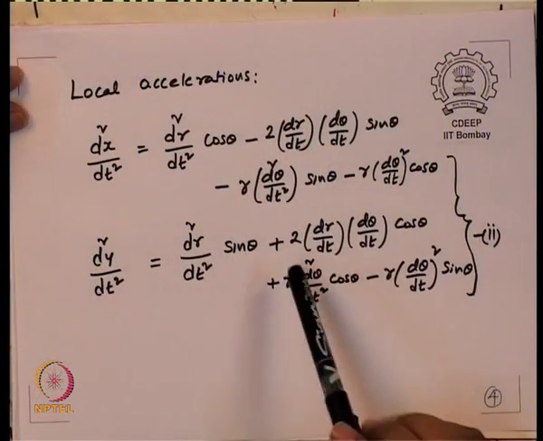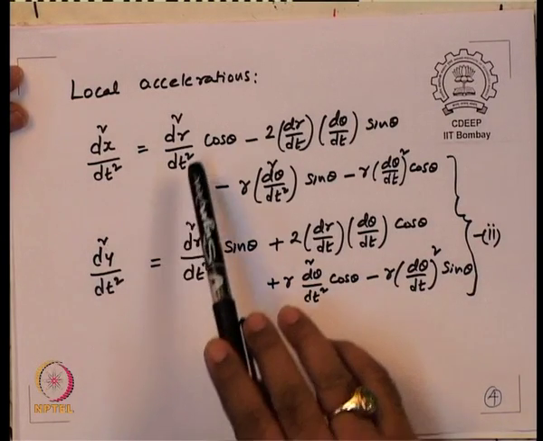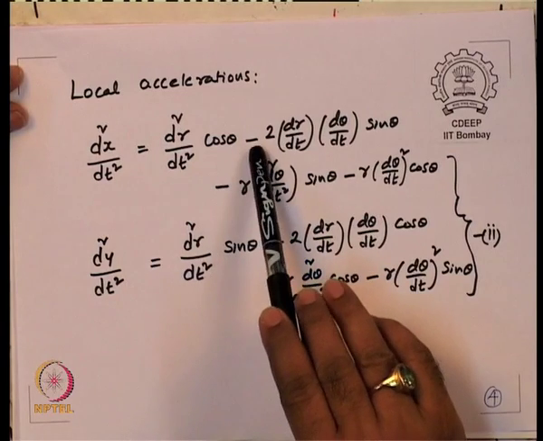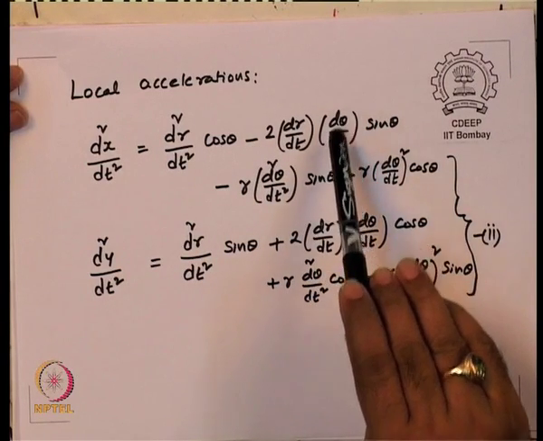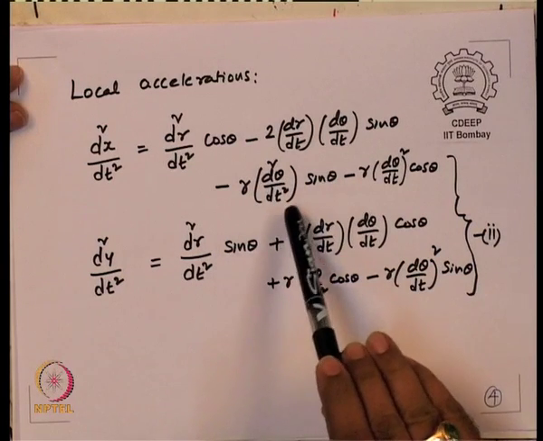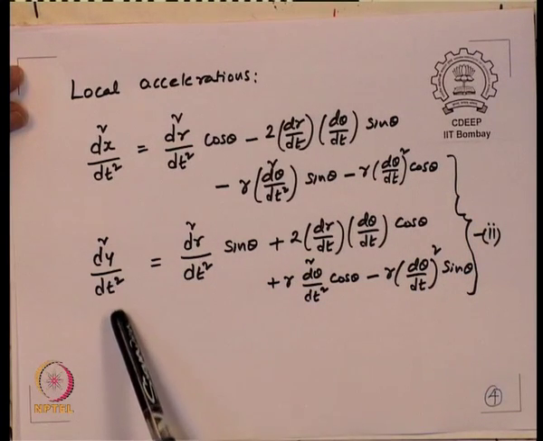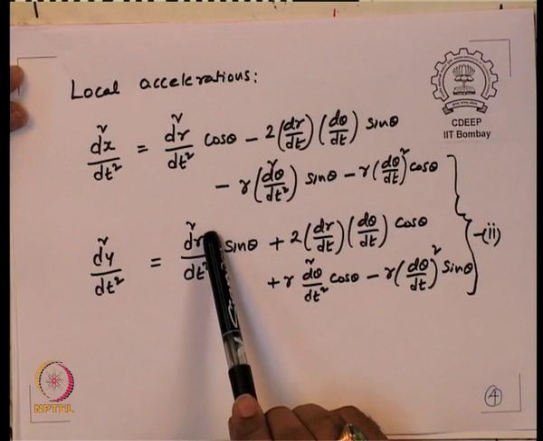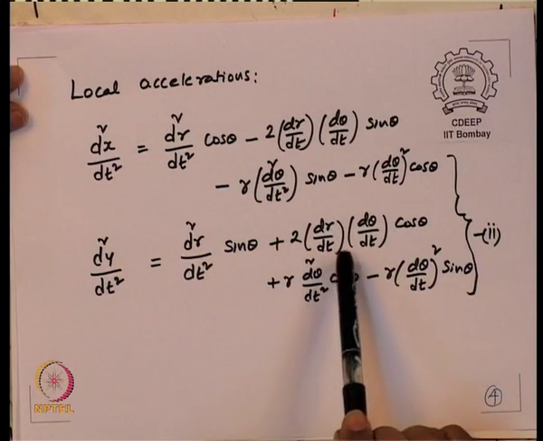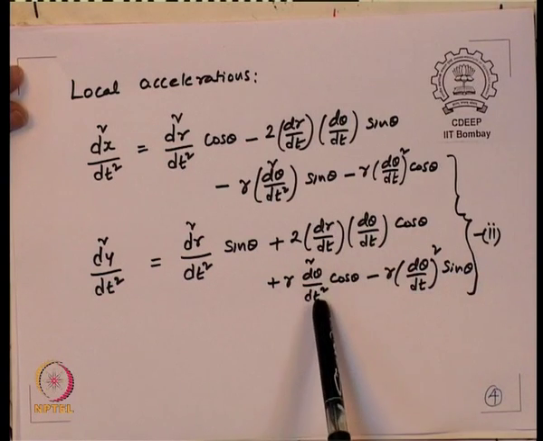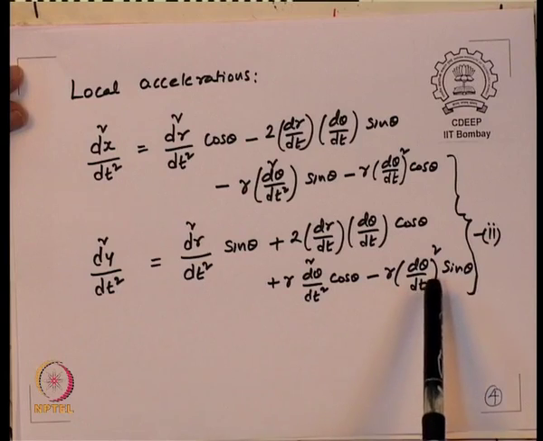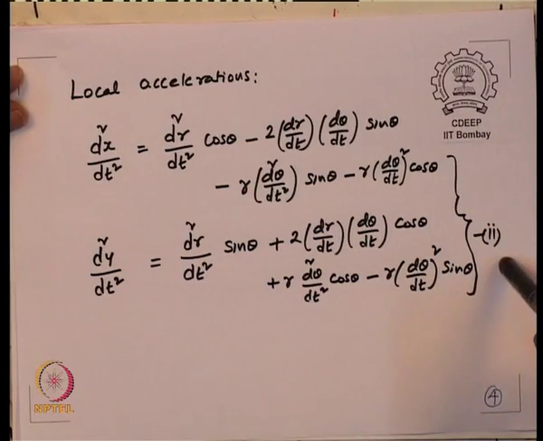Then by differentiating once again, we get the accelerations, but these are with reference to the global axis at the center of the shaft. So the accelerations are given as d square x by dt square is equal to d square r by dt square cos theta minus 2 dr by dt into d theta by dt sin theta minus r d square theta by dt square sin theta minus r d theta by dt whole square cos theta. Similarly, in the y axis, d square y by dt square is equal to d square r by dt square sin theta plus 2 dr by dt d theta by dt cos theta plus r d square theta by dt square cos theta minus r d theta by dt whole square sin theta. Let us label this as number 2.